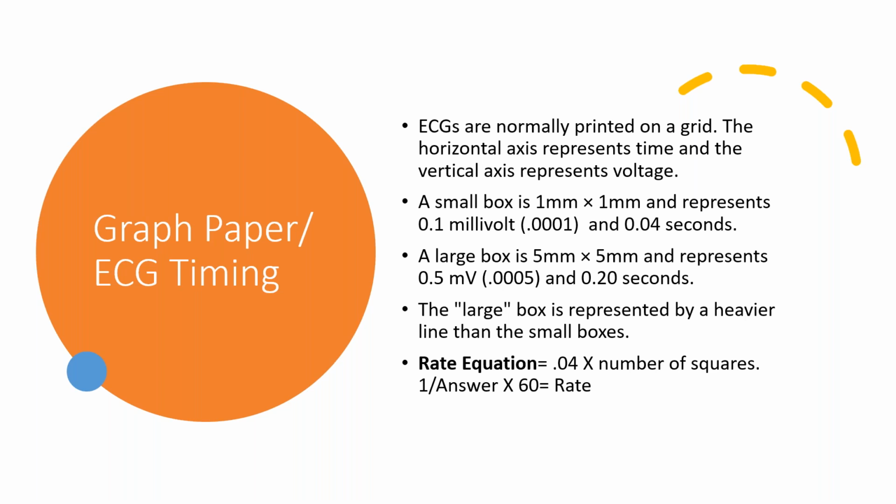So the rate equation is 0.04 times the number of squares. If you look up top, we see the 1 millimeter by 1 millimeter equals 0.04. So we can easily calculate, like the bigger squares are 5, so we could take 5 times 4 equals 20, plus 1, 2, 3, 4, whatever, and calculate that times 0.04. Then the answer times 60 equals our rate.